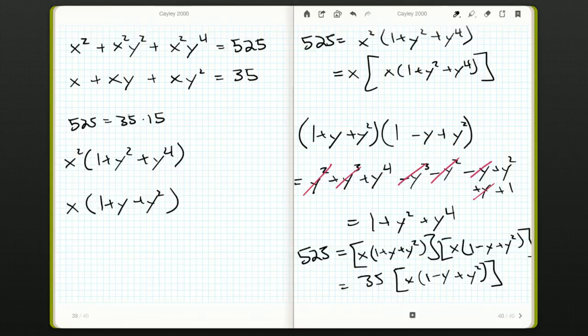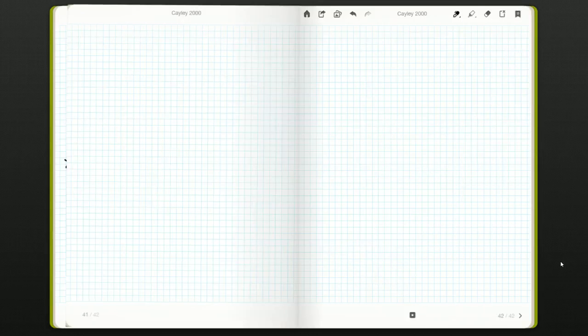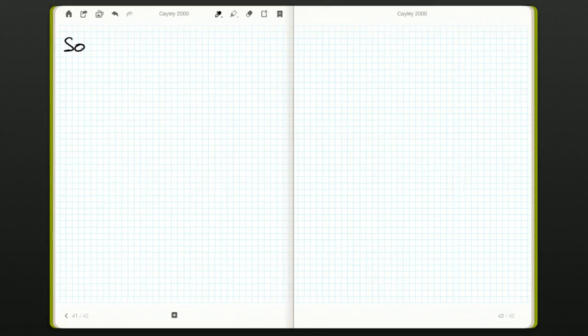Now we could have done this even if 35 wasn't a factor, because we're dealing with real values. We're asked about real values of y. So we could have done this even if it was equal to 22 or something. But we're sort of spurred on by the fact that 525 is a multiple of 35. So this means if we rearrange it, this other expression, this other polynomial in x and y, has got to be 15. So x times 1 minus y plus y squared must be 525 over 35, which is 15.